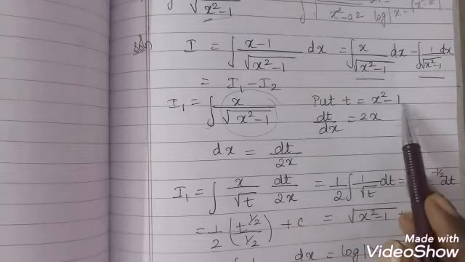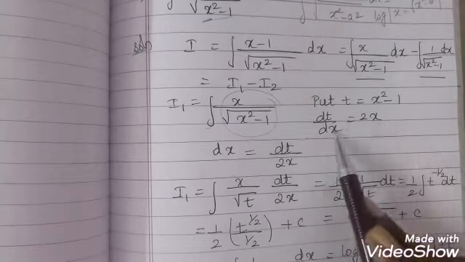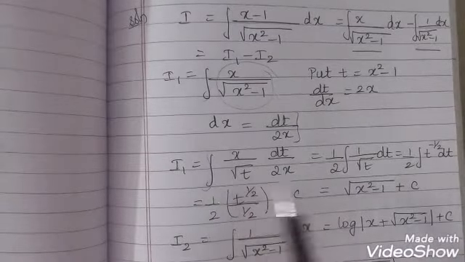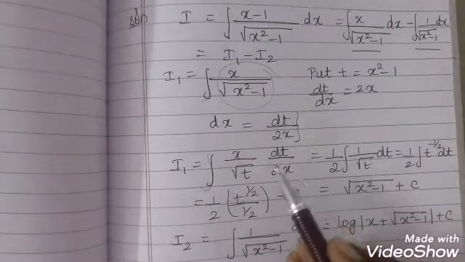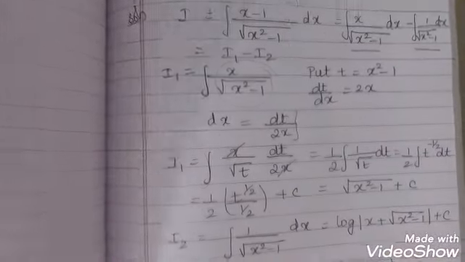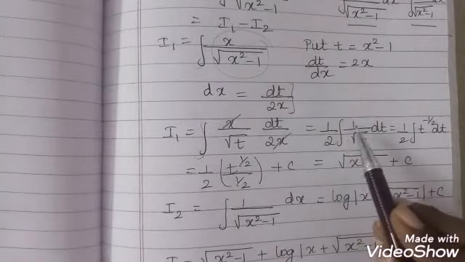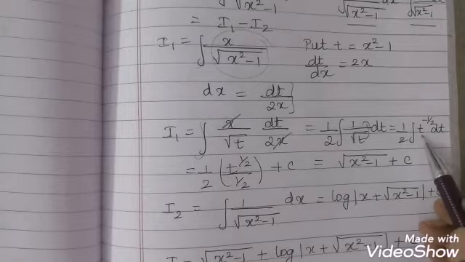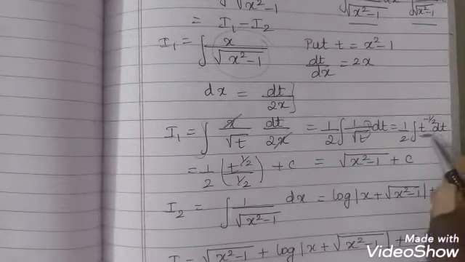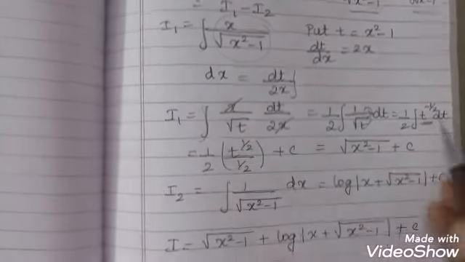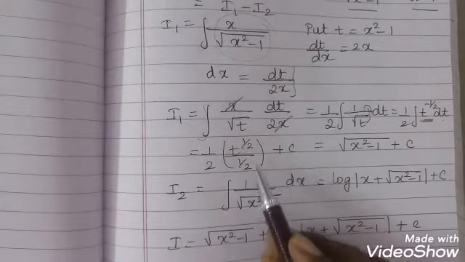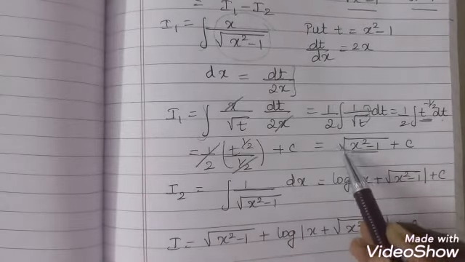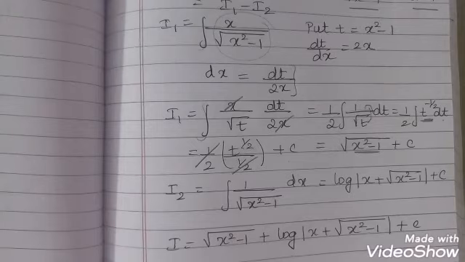Put t equal to x squared minus 1, dt by dx is equal to 2x. So dx is equal to dt divided by 2x. So I1 is equal to the integral of x divided by root t into dt divided by 2x. Your x and x get cancelled, which is equal to 1 by 2 integral of 1 by root t dt. Taking it to the numerator, it's 1 by 2 integral of t power minus 1 by 2 dt. When I integrate this, it's 1 by 2 into t power half divided by half plus a constant. Your half and half get cancelled. What is the value of t here? It is x squared minus 1. So you have square root of x squared minus 1 plus a constant. This is what you have here.